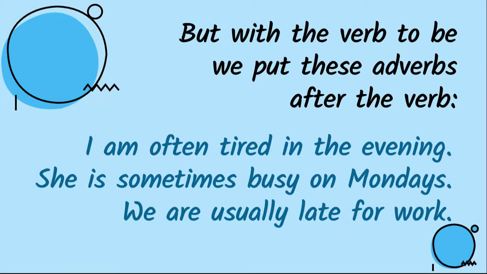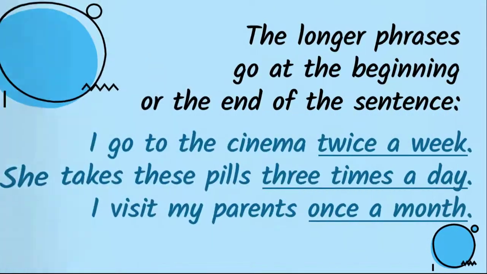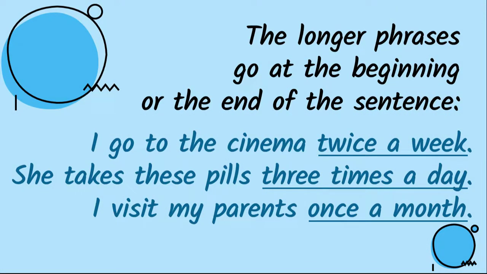But with the verb to be, we put these adverbs after the verb. I am often tired in the evening. She is sometimes busy on Mondays. We are usually late for work. The other expressions are longer, and these longer phrases go at the beginning or at the end of the sentence.